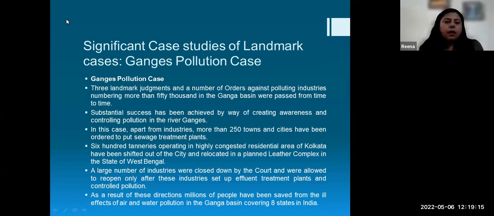Apart from this, more than 250 towns and cities have been ordered to put up sewage treatment plants to ensure that they do not release polluting effluents into the Ganga stream. And 600 tanneries operating in the congested residential area of Kolkata have been relocated to a planned leather complex. Special economic zones and special industrial complexes were defined after these landmark cases.